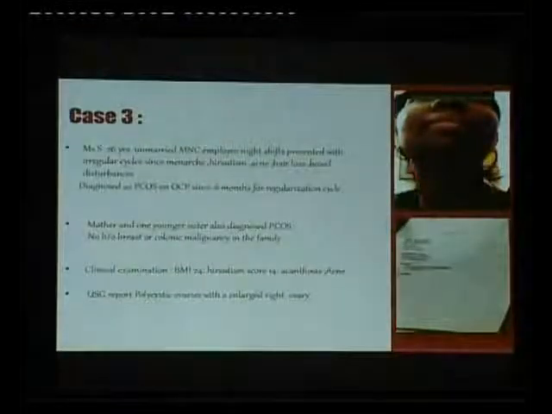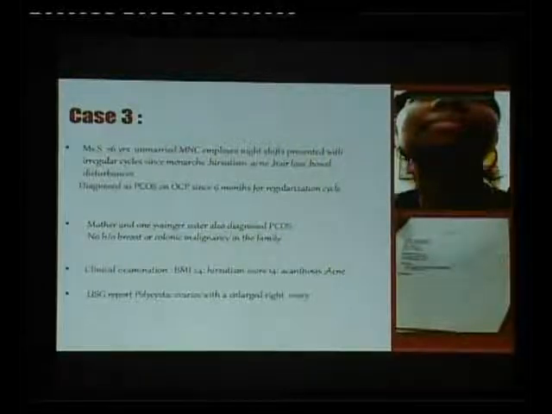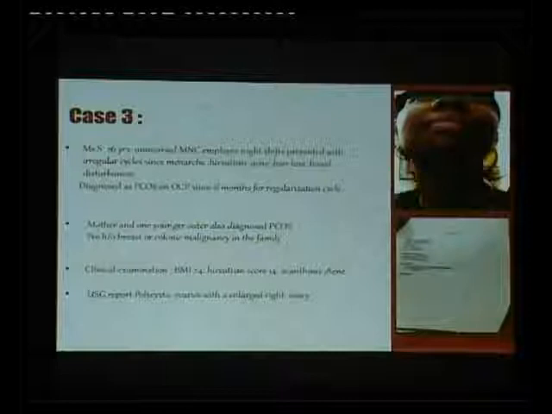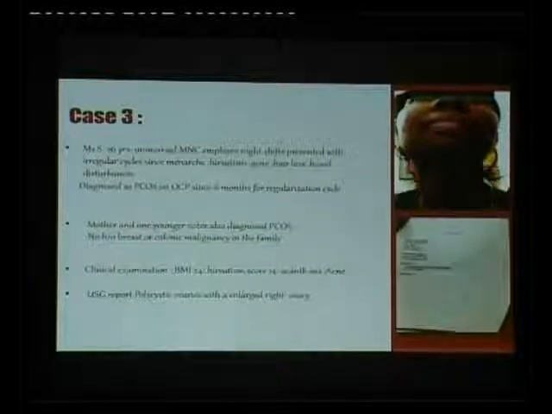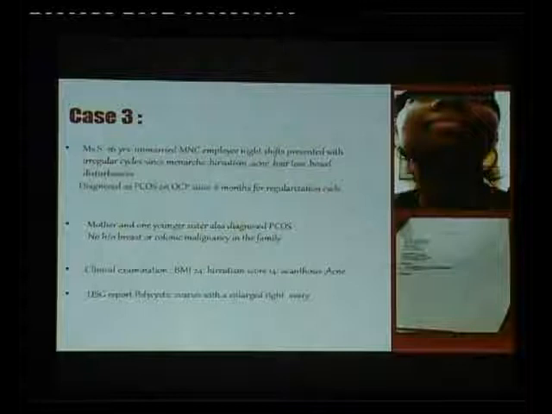Going on to the next case, this was a young woman, 26, working in an MNC with night shifts, diagnosed as a case of polycystic ovaries on oral contraceptive pills, and she had all the phenotype of polycystic ovaries of the severe variety. Her sister and mother also had polycystic ovaries. She had no history of breast or colonic malignancy in the family. Her clinical examination showed a BMI of 24, a hirsutism Ferriman-Gallwey score of 14, and acanthosis and acne, and she only carried a report saying mass in the right ovary.